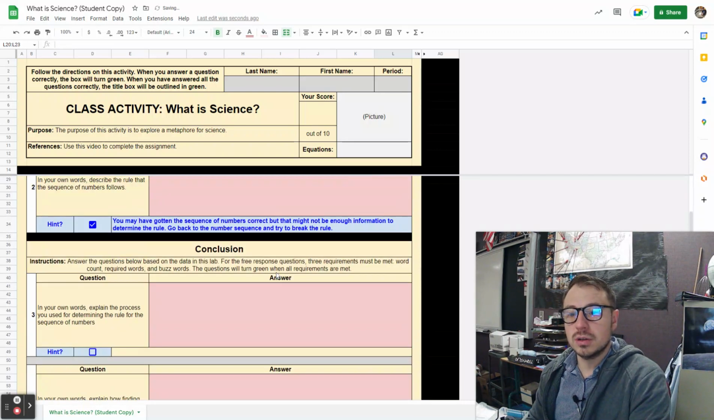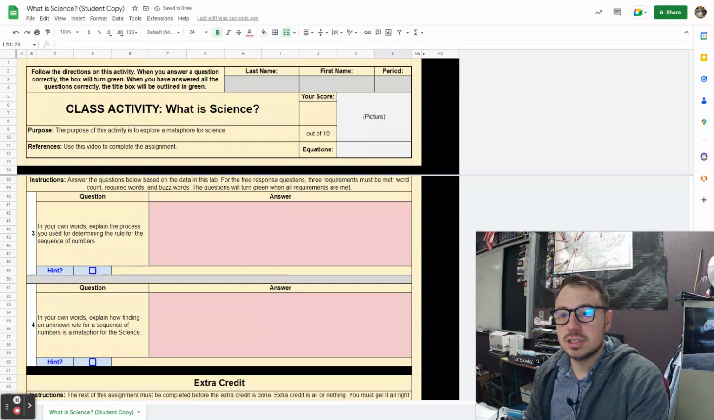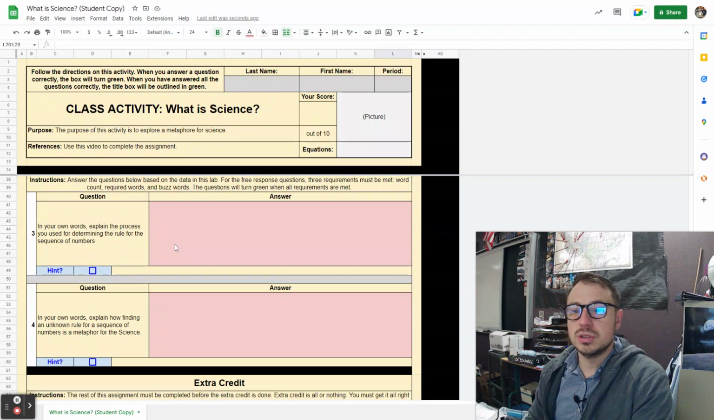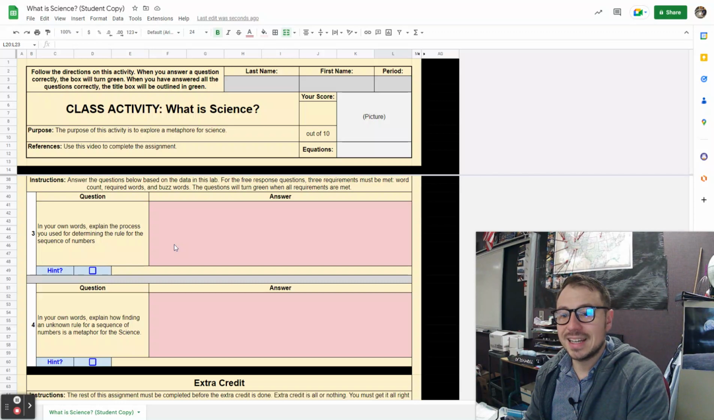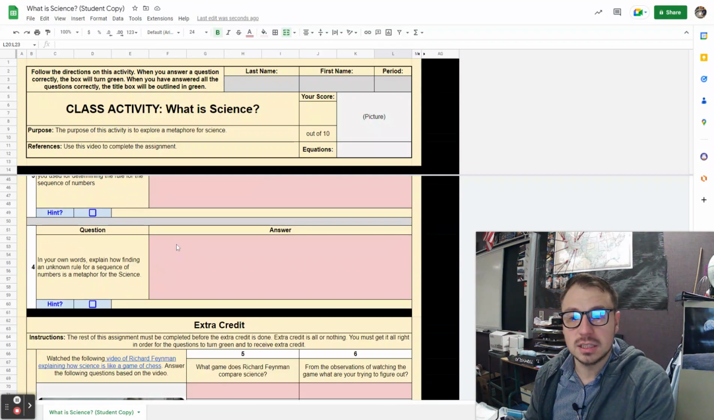And then the conclusion questions, it's just, in your own words, explain the process you use for determining the rule of the sequence of numbers. In your own words, explain how finding an unknown rule for a sequence of numbers is a metaphor for science.